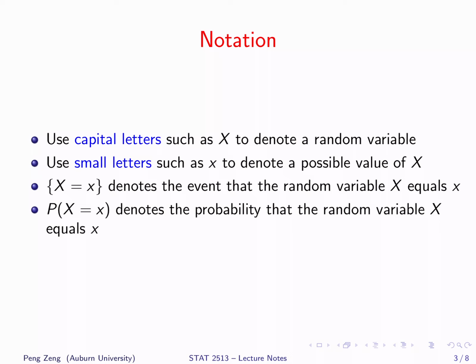We usually use capital letters such as X to denote a random variable. Use small letters to denote a possible value of X. The notation {X = x} with curved brackets indicates the event that the random variable X equals x. The notation P(X = x) denotes the probability that the random variable X equals x. To be rigorous, we may need a pair of curved brackets in the notation of probability. However, we ignore those for simplicity of notation.